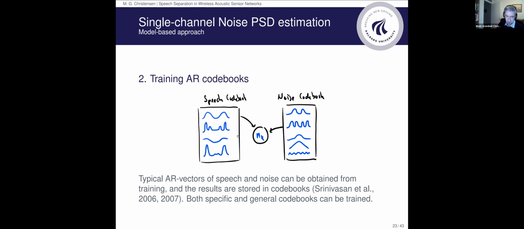So the idea in training the AR codebooks is that we can take clean speech and noise in isolation, and we can train models of each of these. And this is something that Srinivasan looked at in 2006 and 2007. And you can be as specific or general as you want with these codebooks. You can train speaker-specific codebooks if you want, and you can have codebooks that are quite general or quite specific, depending on what kind of acoustic scenarios you're dealing with.